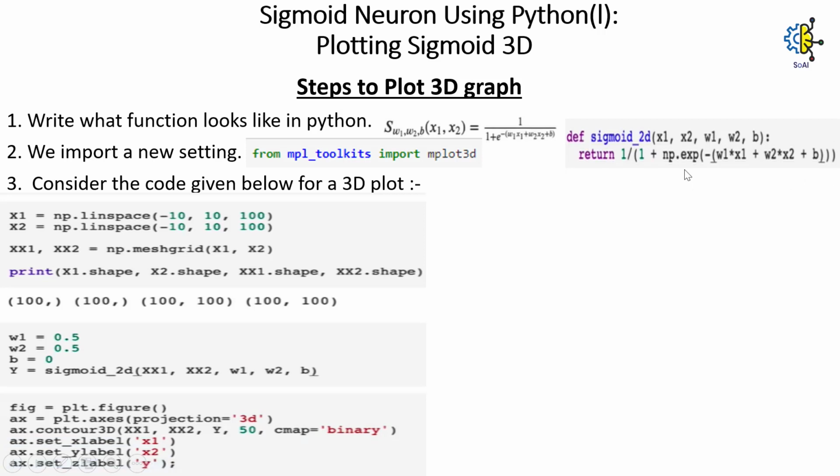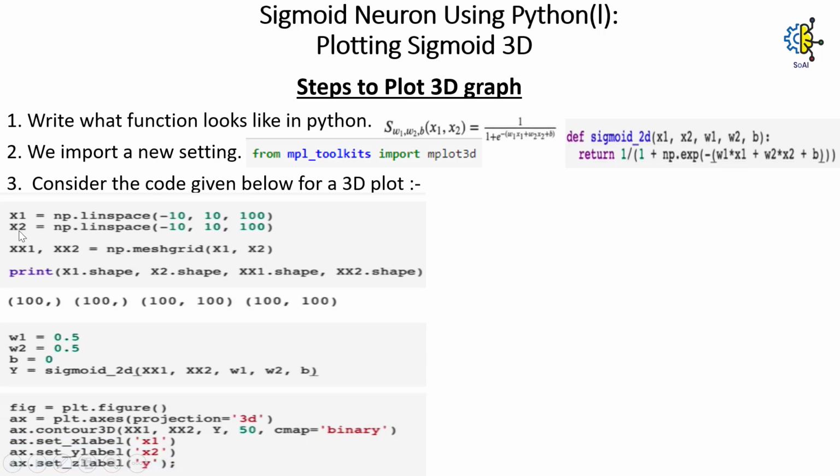You can see here a function sigmoid_2d with parameters x1, x2, w1, w2 and b, which will return this statement, like this function. We import a new setting, that is from mpl_toolkits, which is a library, import mplot3d. So here we are importing mplot3d. Consider the code given below for a 3D plot.